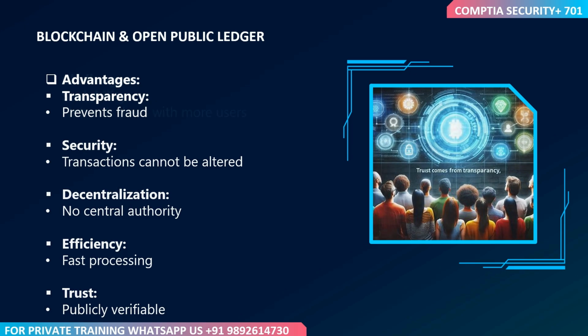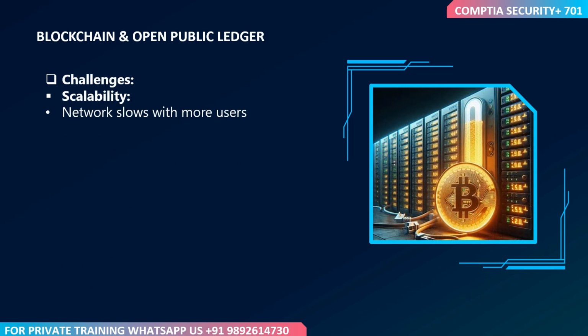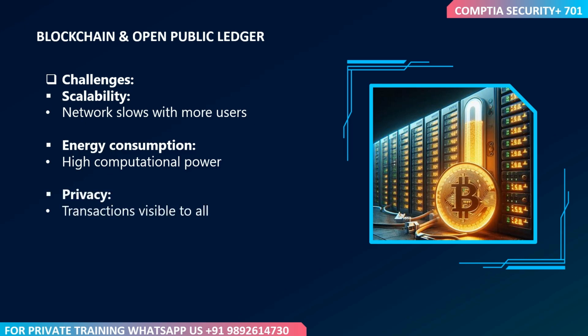Challenges of an open public ledger. Despite its many benefits, blockchain also has some challenges, that is, scalability issues. As more people use blockchain, the system can slow down because every transaction needs verification. Energy consumption. Verifying the transactions requires a lot of computer power, which uses significant energy. Privacy concerns. Even though transactions do not show personal details, they are still publicly visible, which might concern some users. Legal and regulatory issues. Governments are still figuring out how to regulate blockchain-based transactions.